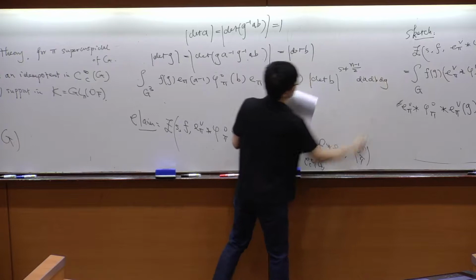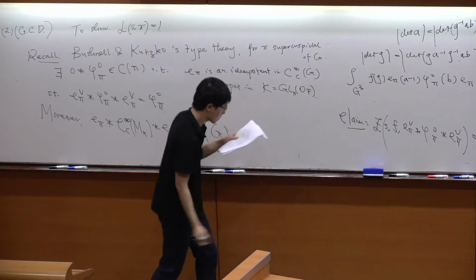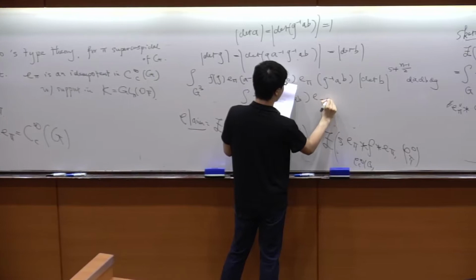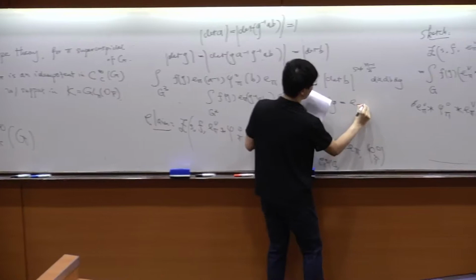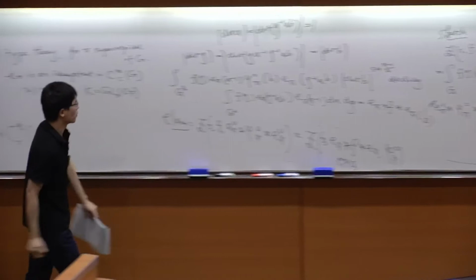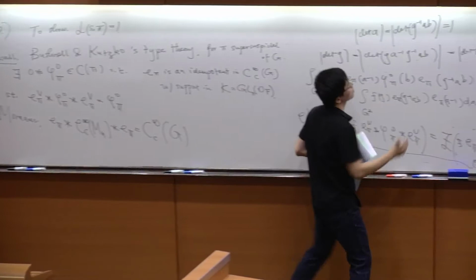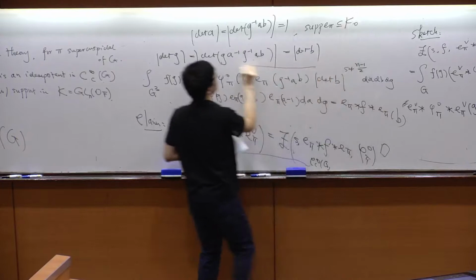Then you just glue the things together. You just find that the following integral over two copies of G of f(g), e_π(g⁻¹ab), e_π(a⁻¹) dA dg is just e_π convoluted with f convoluted with e_π, evaluated at b. Therefore, you just prove the claim. You just follow the definition and run calculations. And you use the condition for the support of e_π lying in K₀. And you use the following relation for the determinant. Then you immediately get the claim here.